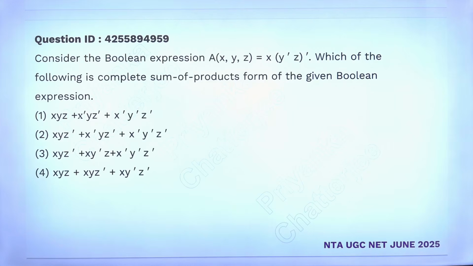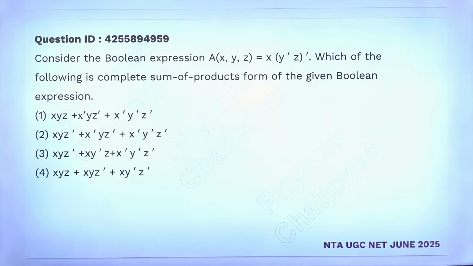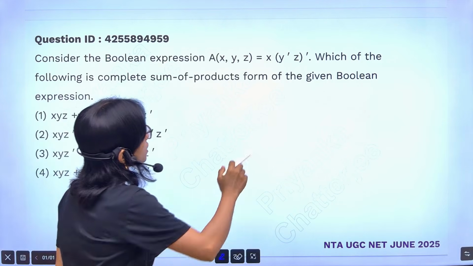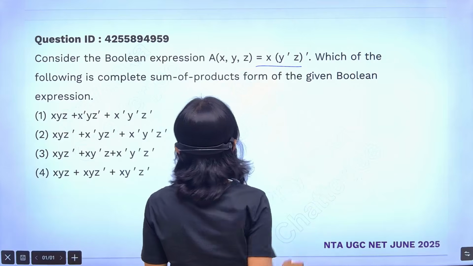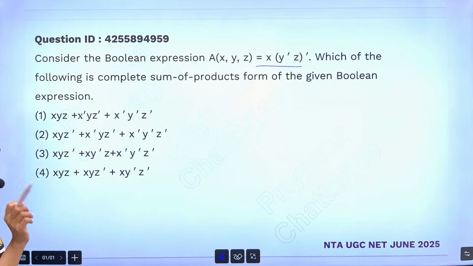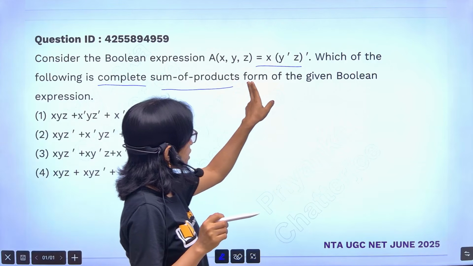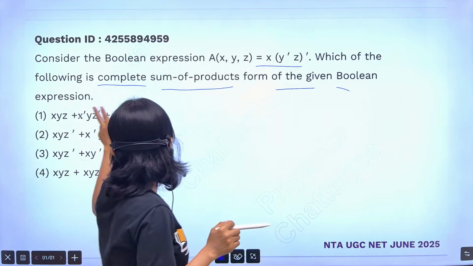Only 20% correct answers I can see here. Consider the Boolean expression. Here it is given x, (y bar z bar) whole bar. This is given. So is it sum of product or product of sum? Tell me that. And which of the following is the complete sum of product form of the given Boolean expression?